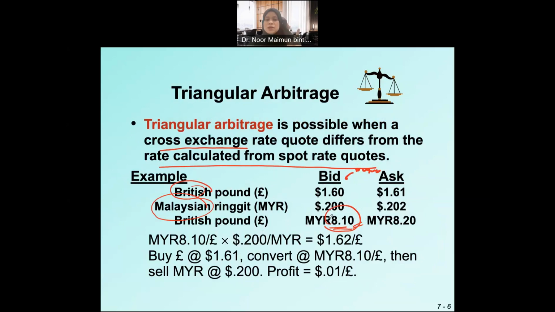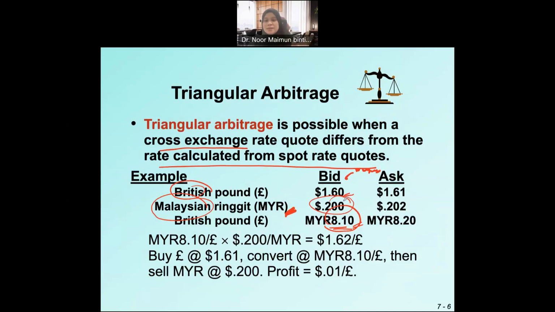Okay, so now you want to convert to US dollar. So you have Malaysian ringgit, 8 ringgit and 10 cent. You want to convert it into US dollar. So you convert it using the bid price here, because you have Malaysian ringgit, right? 1 ringgit equals this much. So you multiply, equals to this much. And then now you have US dollar. You want to convert back to pound. So that is when you multiply with $1.60.